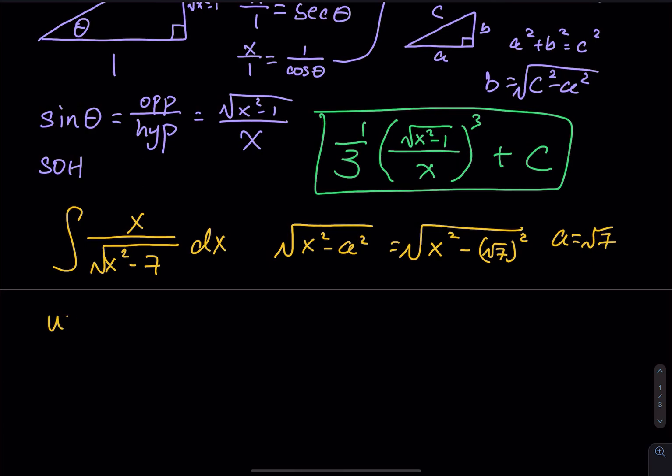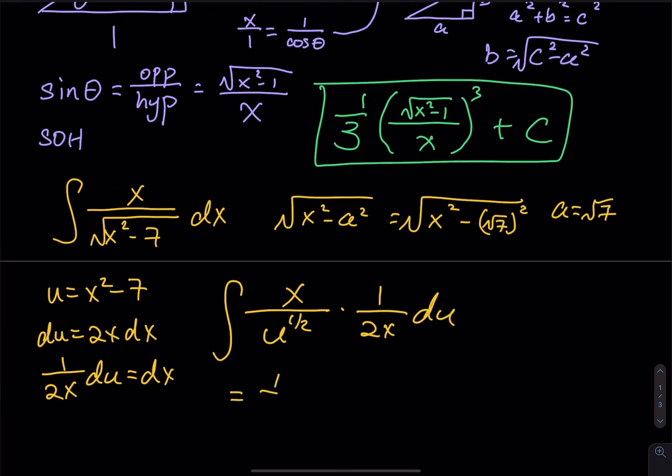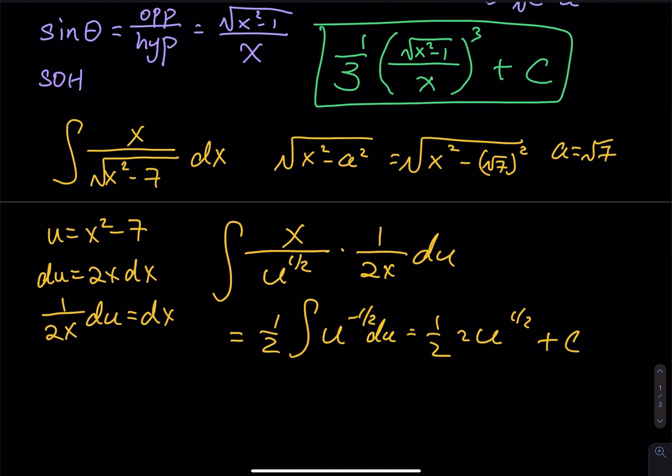So you let u equal x squared minus 7. The reason I do this is once you take the derivative, you have a 2x, and the x is going to get rid of the x on top. So 1 divided by 2x du is equal to dx. So we have the integral of x and then u to the 1/2, and then 1 divided by 2x du, so that 2x will be cancelled. Then you have 1/2 and the integral of u to the negative 1/2 du, so that is 1/2 times 2, still have a 1/2 in front, and then you add c to it. So overall, you have the square root of x squared minus 7 plus c.